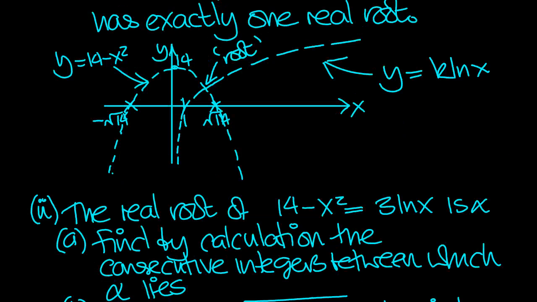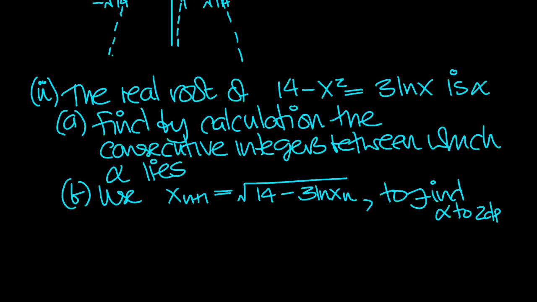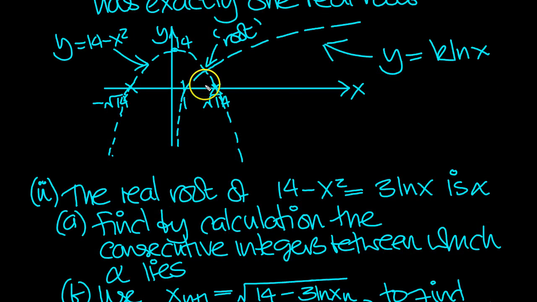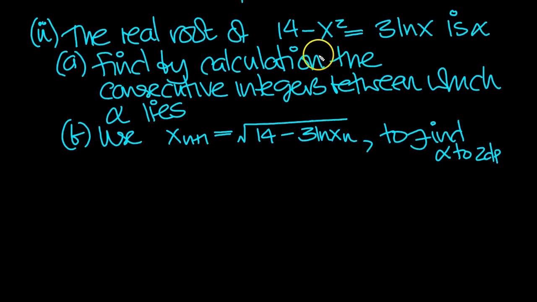Now we move on to the next part of the problem. The real root of this, when k is 3 here, is alpha. So let's have a look at this then. This was 1. So this is root 14, so 4 would be up here, 3, so it would be sensible to look between 2 and 3, wouldn't it, to see if there's a root. So the real root of this is alpha. Find by calculation the consecutive integers between which alpha lies. Okay, so here let's do part 2.